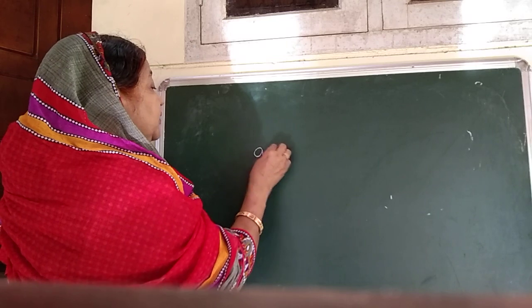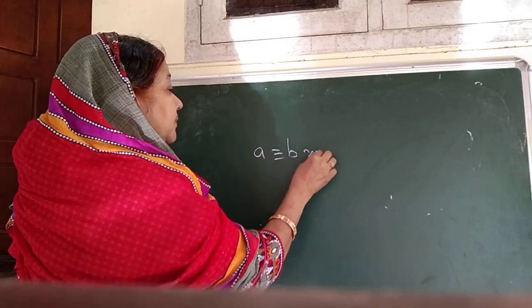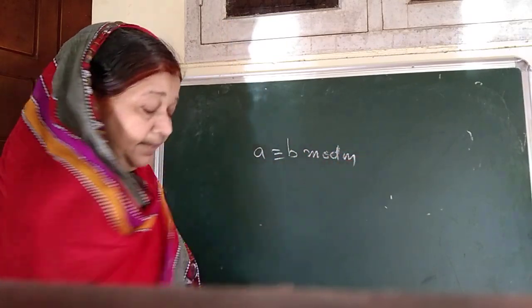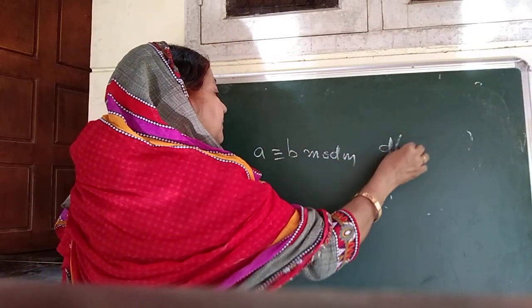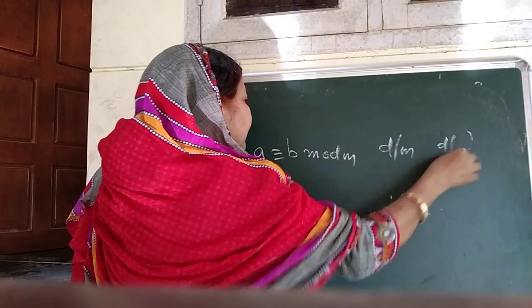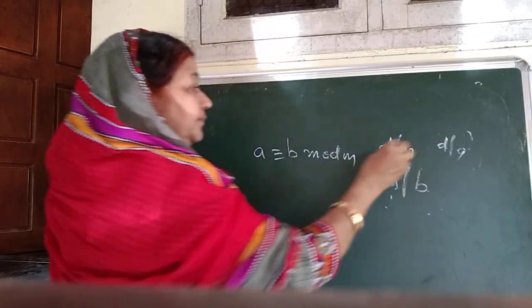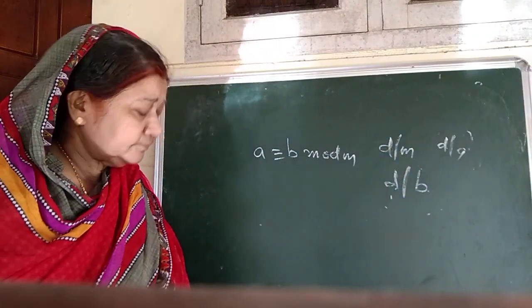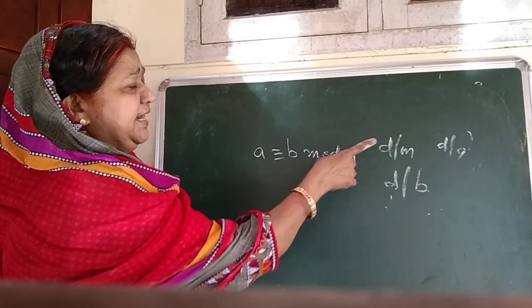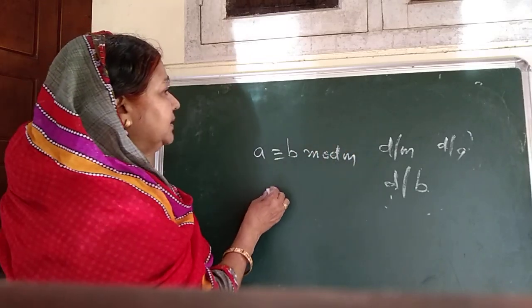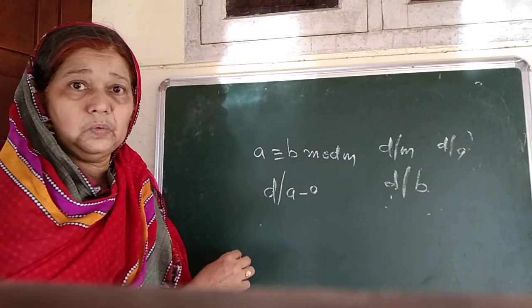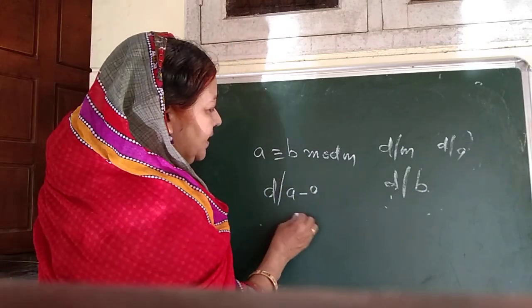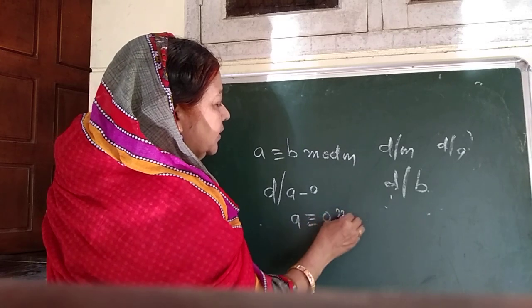If a is congruent to b mod m, and if d divides m and d divides a, then d divides b. It is very simple. Given that d divides a, that means d divides a minus 0. That means a is congruent to 0 mod d.